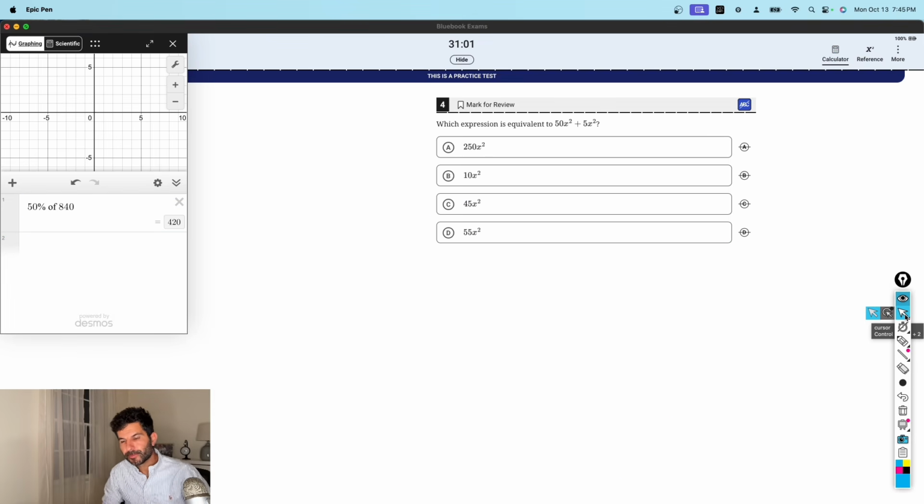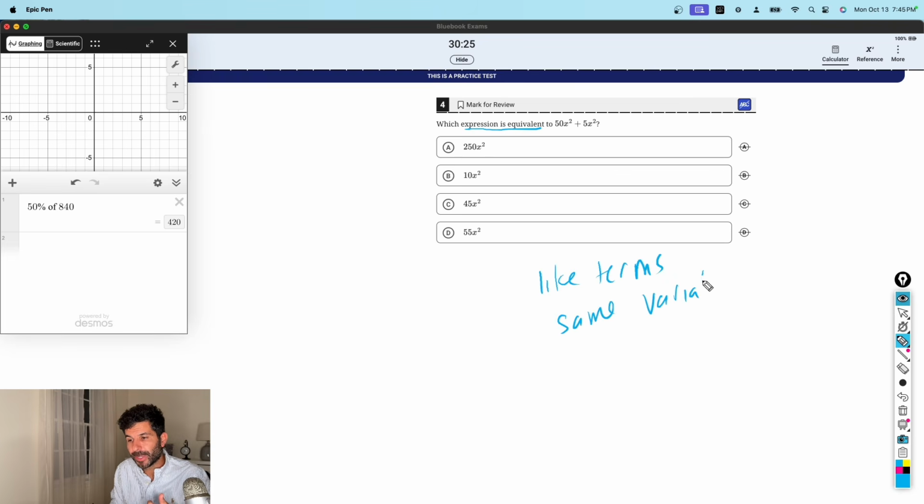Let's continue. Question number 4. Which expression is equivalent to 50x squared plus 5x squared? So a lot of the times on the PSAT, SAT, you're going to get what we call equivalent expressions. The key phrase obviously is which expression is equivalent. And in this case, this is a combining like terms question, guys. So this is more of an Algebra 1 question. Terms are going to be same variable, same exponent.